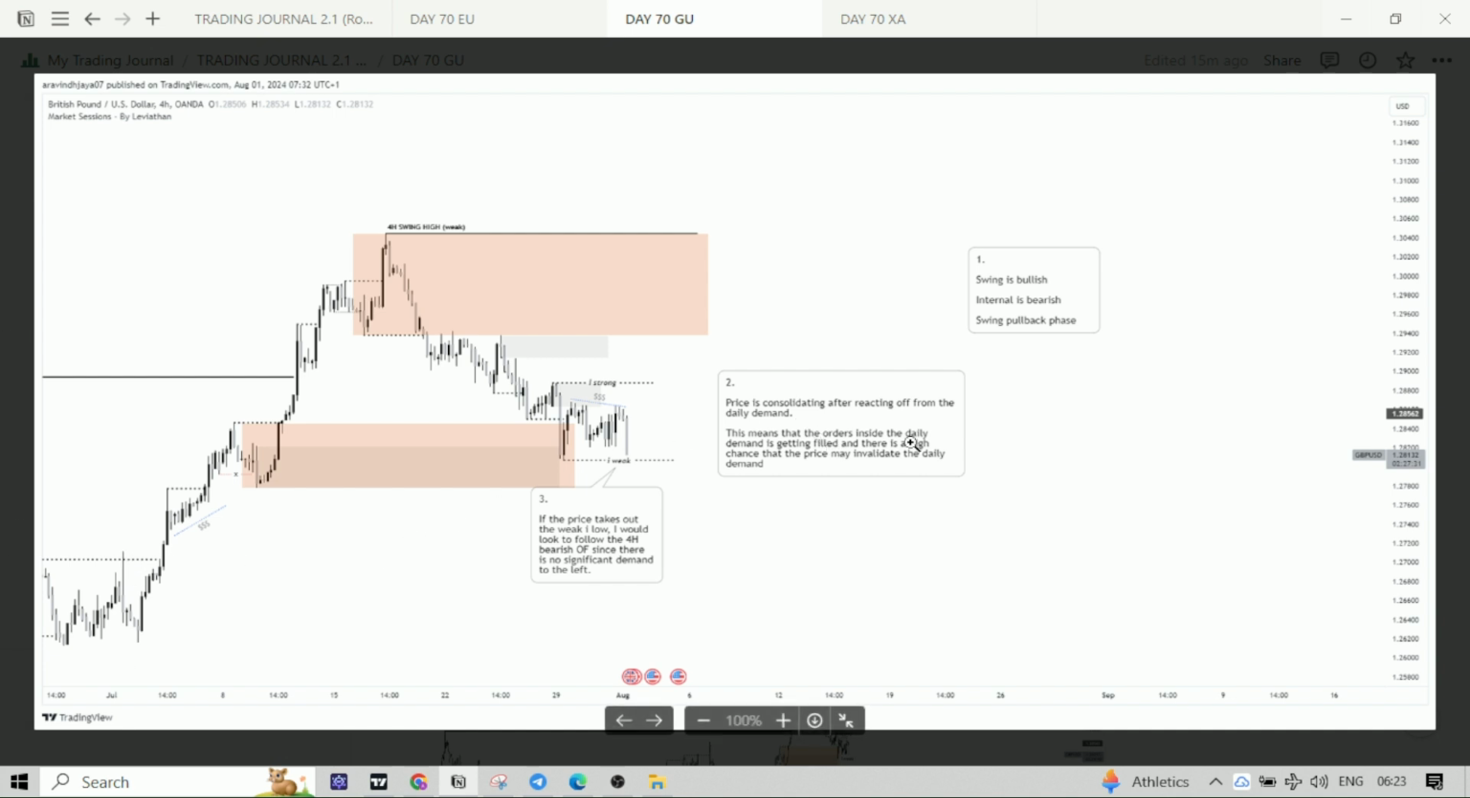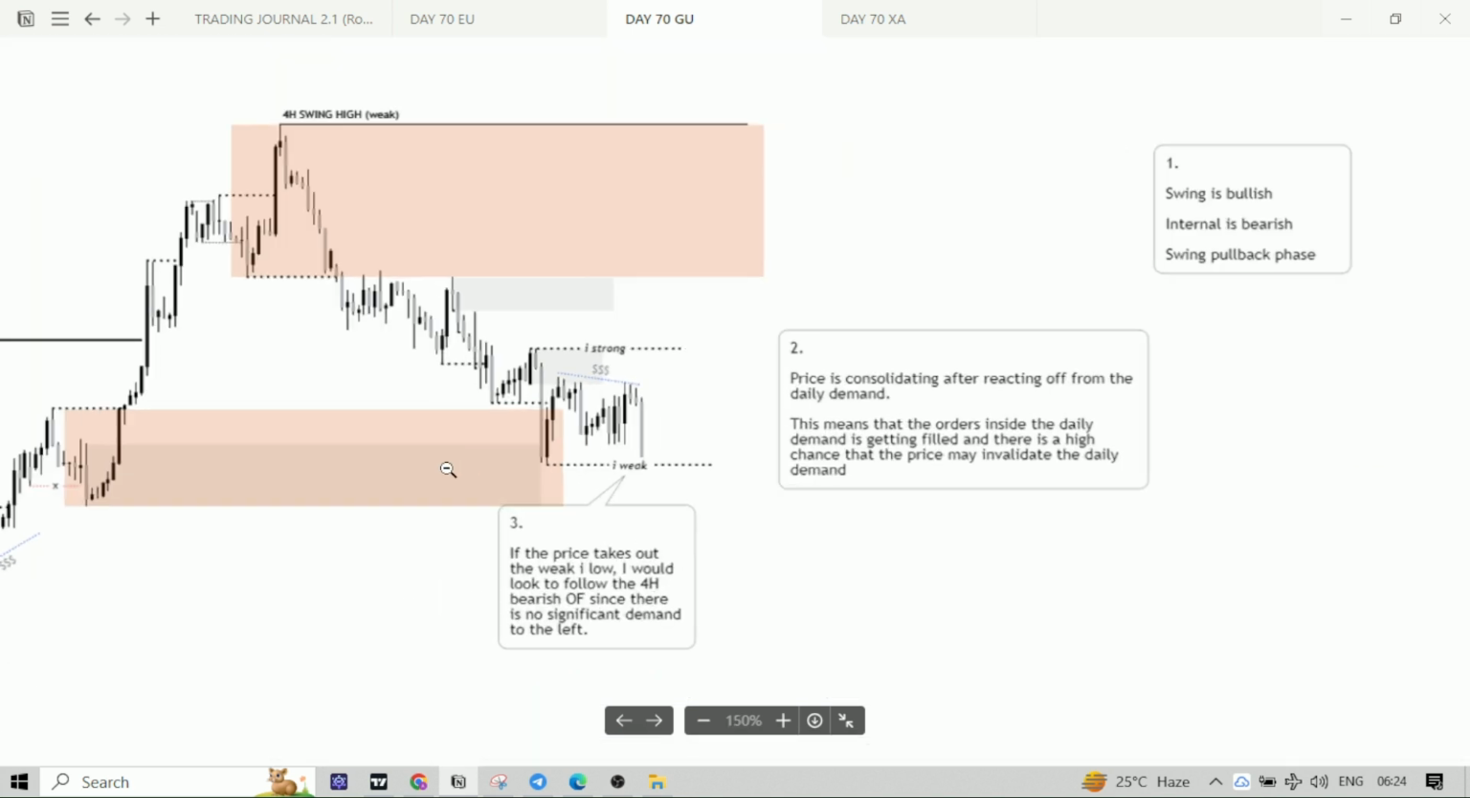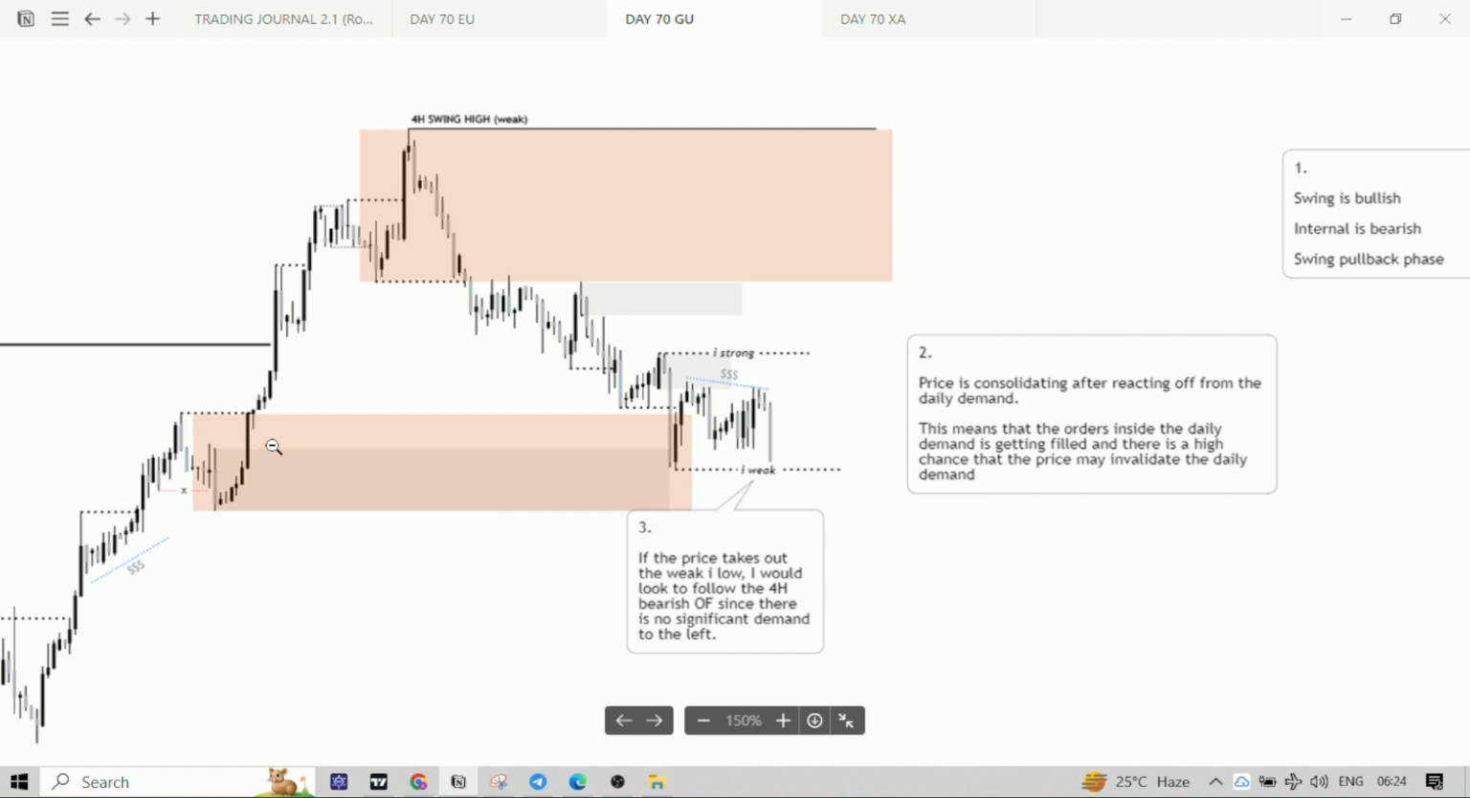So I'll be getting to this point. So what are these supply and demand zones? These supply and demand zones are the zones in which there are a lot of sell orders and a lot of buy orders respectively. So this is a daily demand in which there are a lot of pending buy orders. So price came down and filled some buy orders and pushed up. Once it has filled some buy orders, it can go up and make a market structure shift. But it didn't do that.